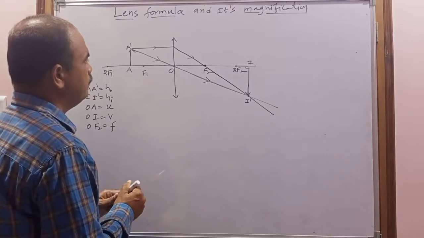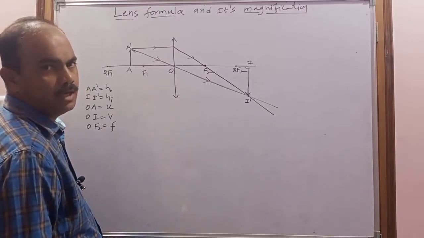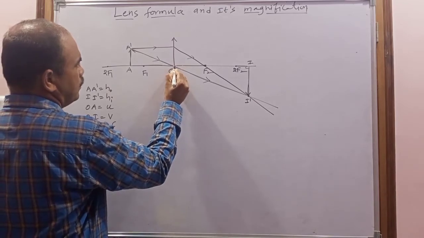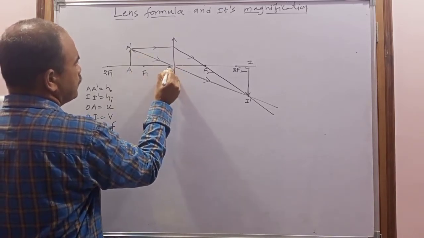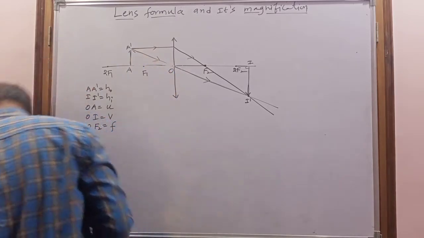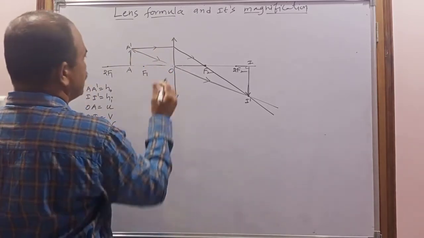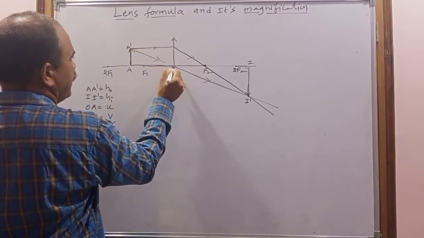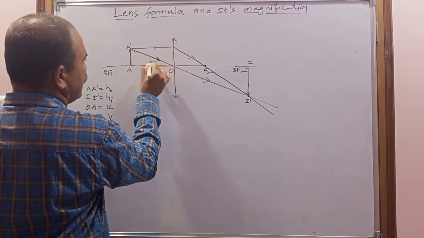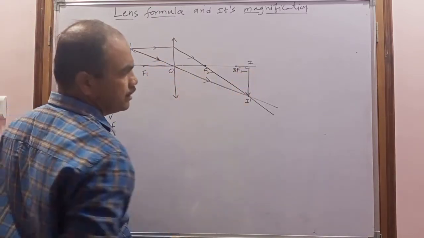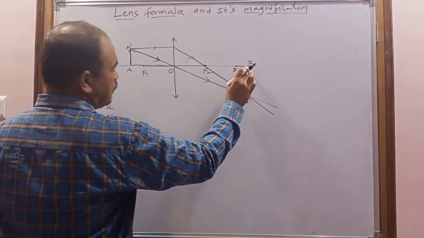Now in this diagram there are two similar triangles. One is triangle O A dash and the next one is O I dash. These are similar triangles. Why are they similar triangles?